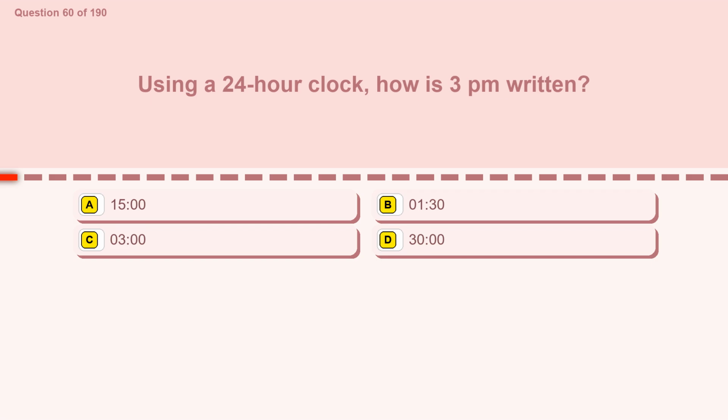Question 60. Using a 24-hour clock, how is 3 p.m. written? Option A, 1500 hours. Option B, 1:30. Option C, 3 o'clock. Option D, 30:00.